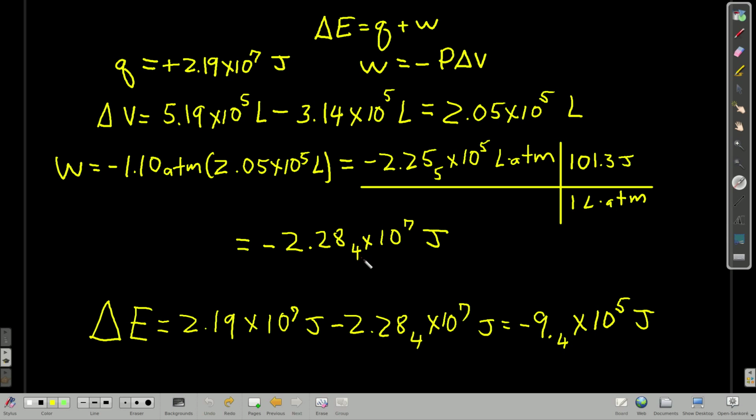So it's doing that much work, but it's gaining this much thermal energy. So delta E is Q plus W, so Q plus negative 2.28 times 10 to the seventh gives a negative 9 times 10 to the fifth joules. So it's releasing 9 times 10 to the fifth joules during this overall process.